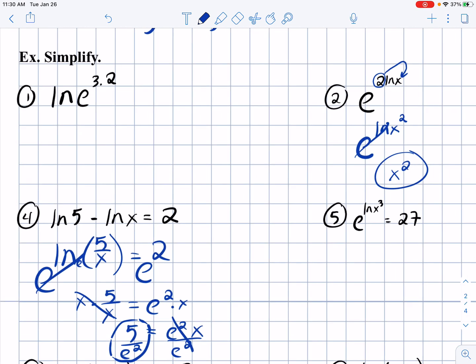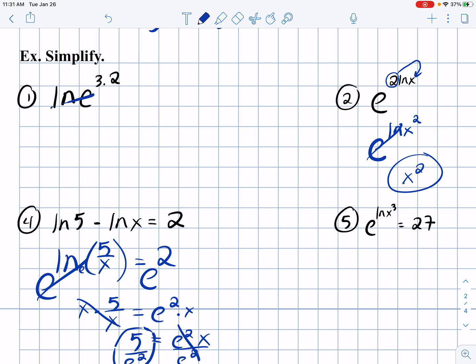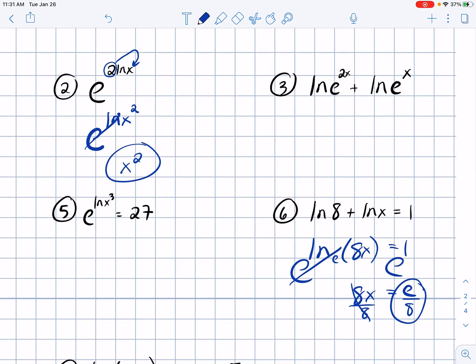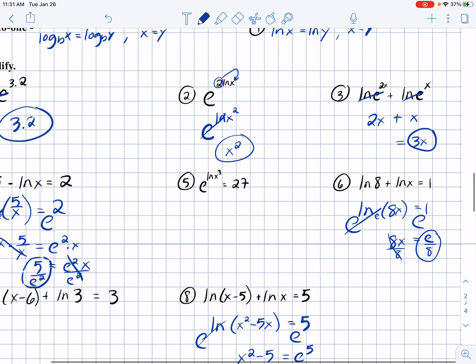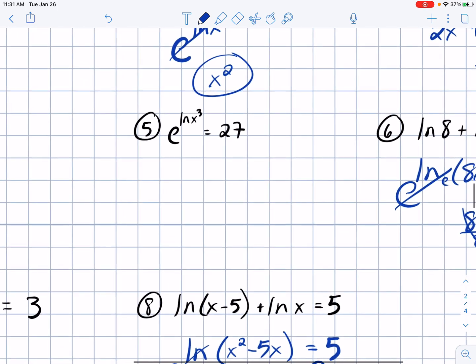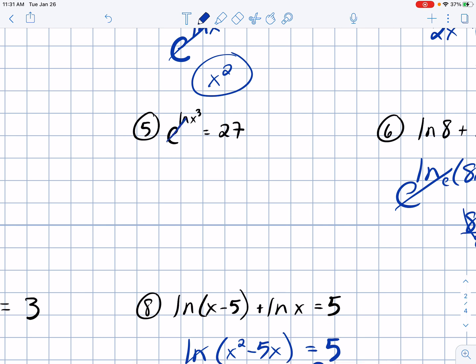All right, for number 1, this was just your inverse property. The natural log of e, these are inverses of each other, and you're just left with 3.2. For number 3, again, using the inverse property, the natural log of e just eliminates. So you just have 2x plus x, which is 3x. For 5, also inverse property, but when you use the inverse property here, you're left with x cubed equals 27. So you take the cube root of both sides, left with x equals 3.